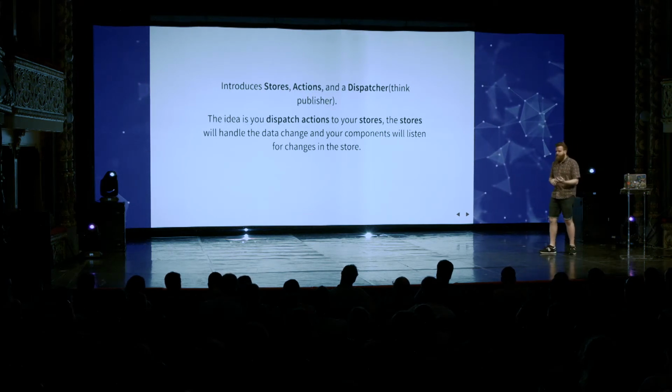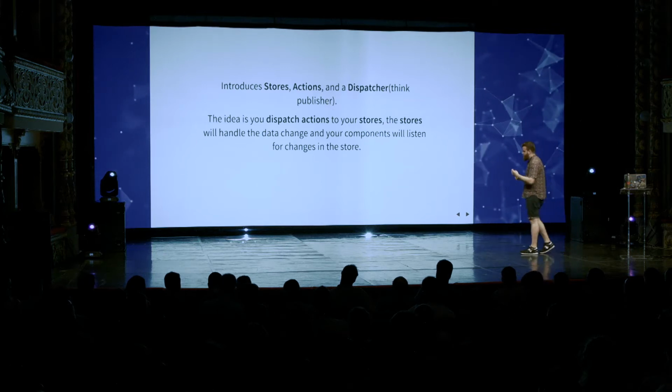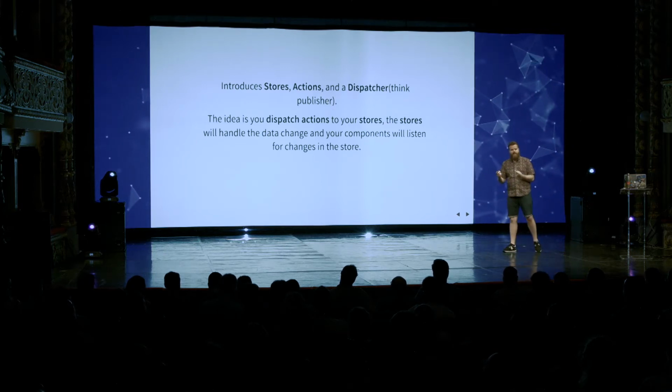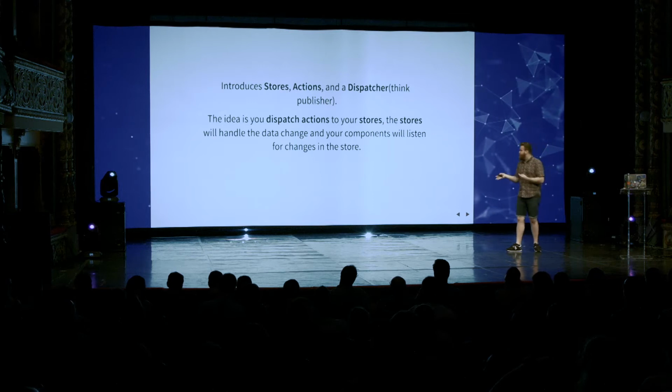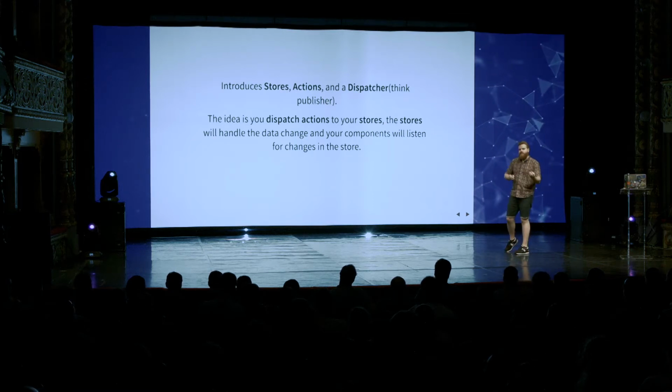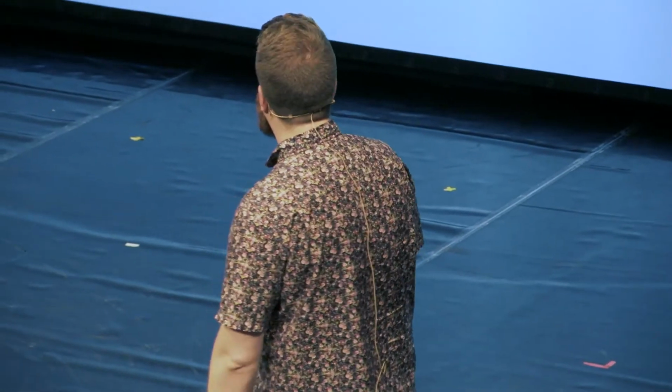So Flux actually introduces a couple of things here. We had a publish and a subscribe method on our pub sub object before. Now what Flux does is introduce stores, actions, and dispatchers. The dispatcher, again, think of that as the publisher. You're publishing some sort of event or dispatching some sort of action. So again, the idea is you dispatch actions to your stores, and then any store listening to it, any component listening to it, will handle the data change. So it looks like this.